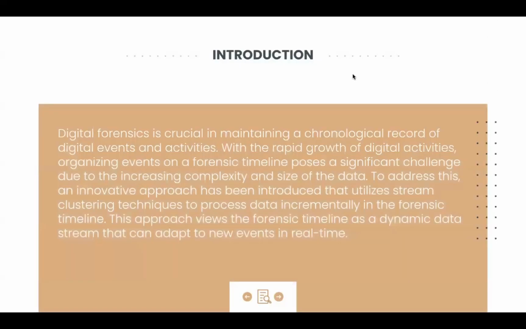As we know, digital activities are rapidly growing, and this poses a new challenge, especially in the field of digital forensics. This challenge arises due to increasingly complex and large data sets, requiring larger processing resources for clustering.